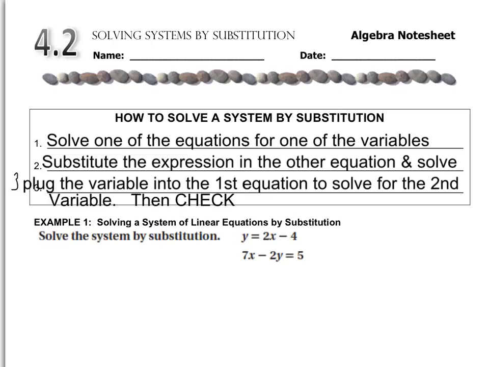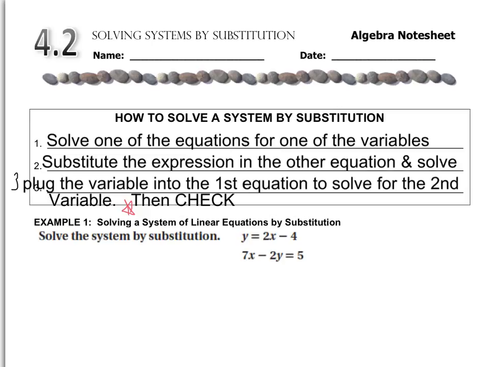Step 3 basically says to plug the variable into the first equation to solve for the second variable. And one of the more important things, which we keep mentioning but is extremely important, is to check. Once you think you have the answer, you have to check it to make sure that it is correct. So let's just see what one of these looks like. Having the steps is great, but we need to make sure that we know what to do with this.